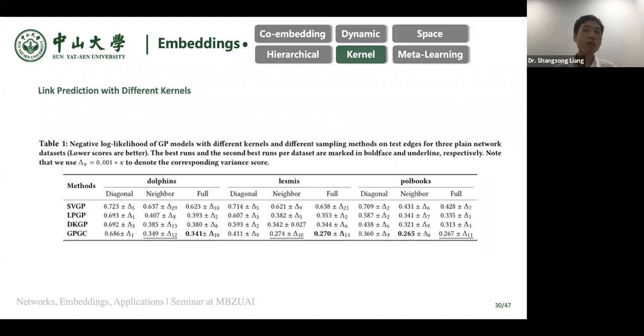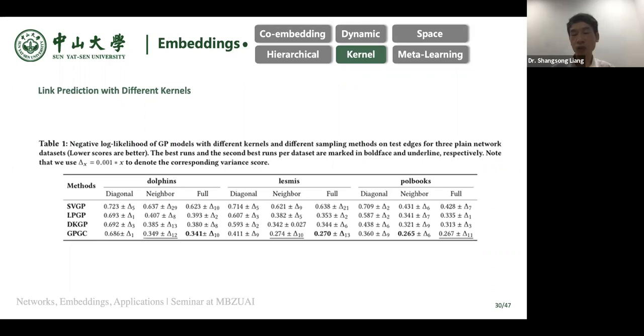And here we have the experiment results. Here we have the link prediction experiments. To understand if our kernel function works well, we make a number of baselines with different kernel functions. Our algorithm is GPGC, a Gaussian process with a graph convolutional kernel, and the baselines are equipped with other kernel functions such as the RBF kernel function. As you can see, our kernel function was the best in terms of link prediction.